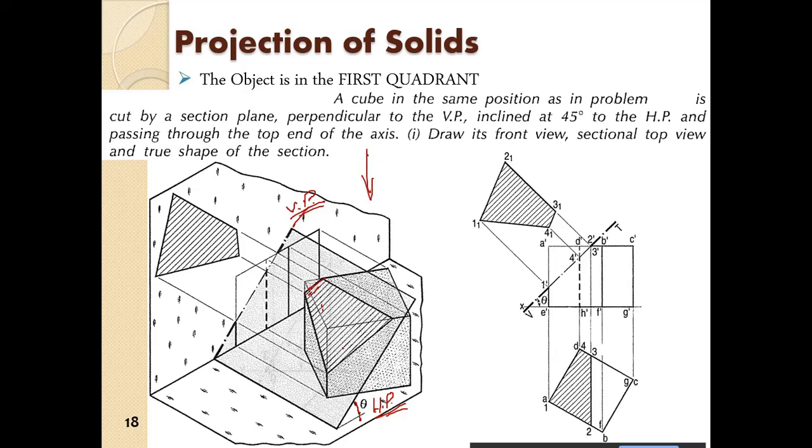We draw the top view. So we draw this top view. Now in this case, the plane is parallel to the VP. So when you see from this edge, you will see the edge like this.